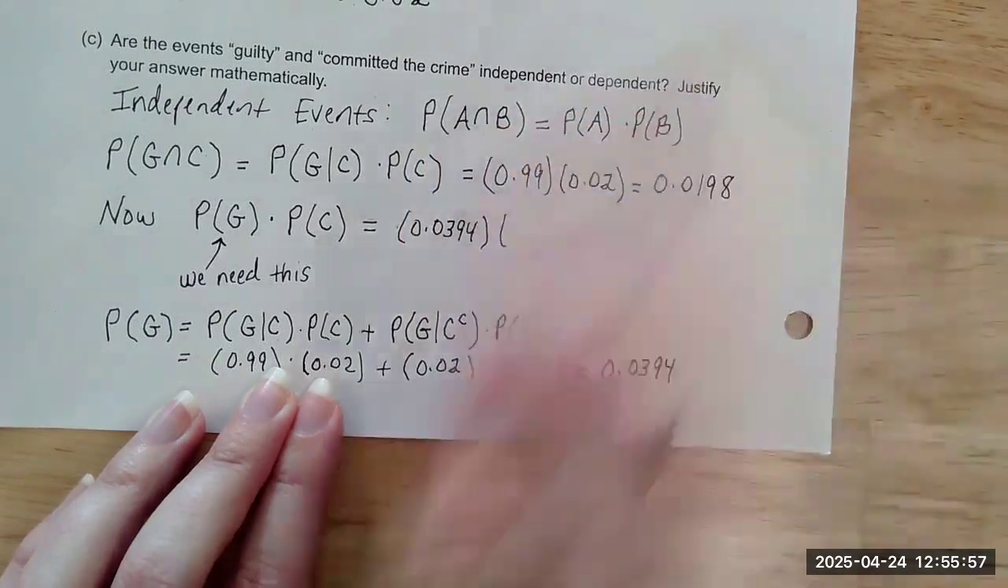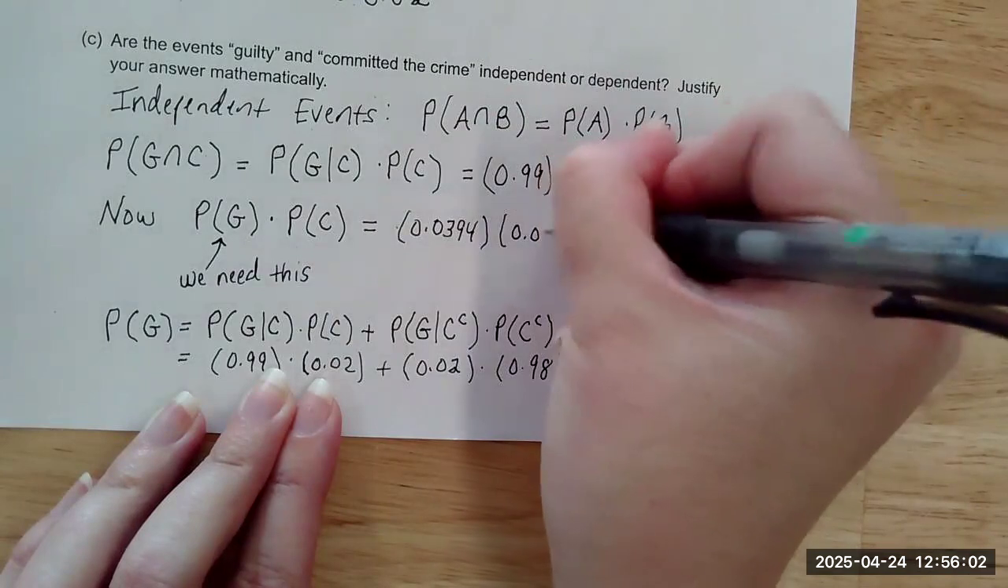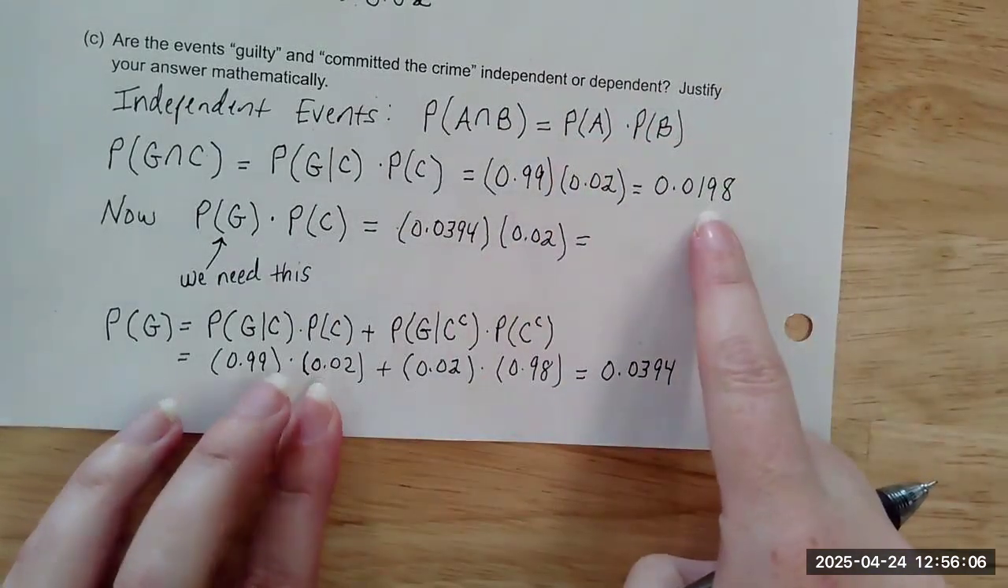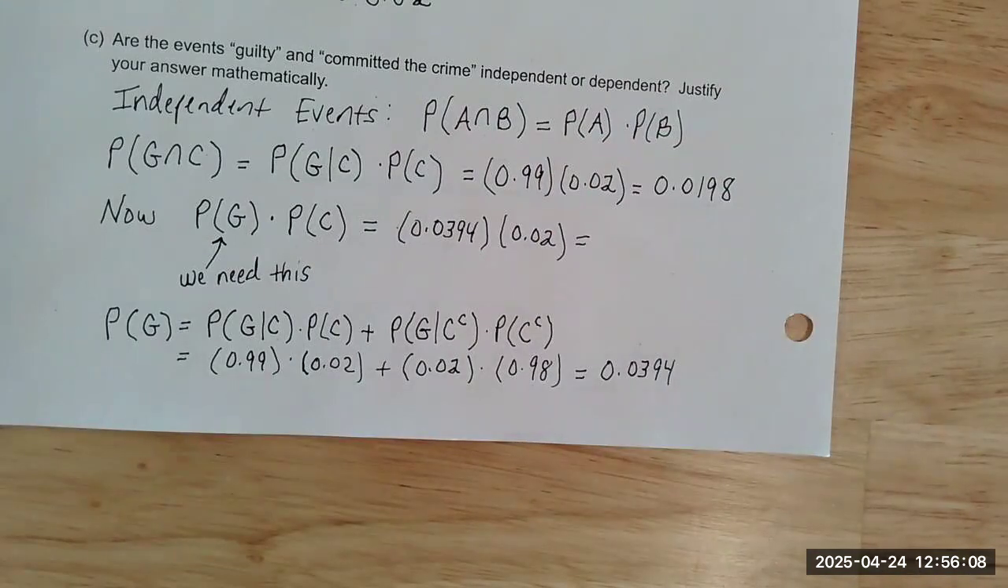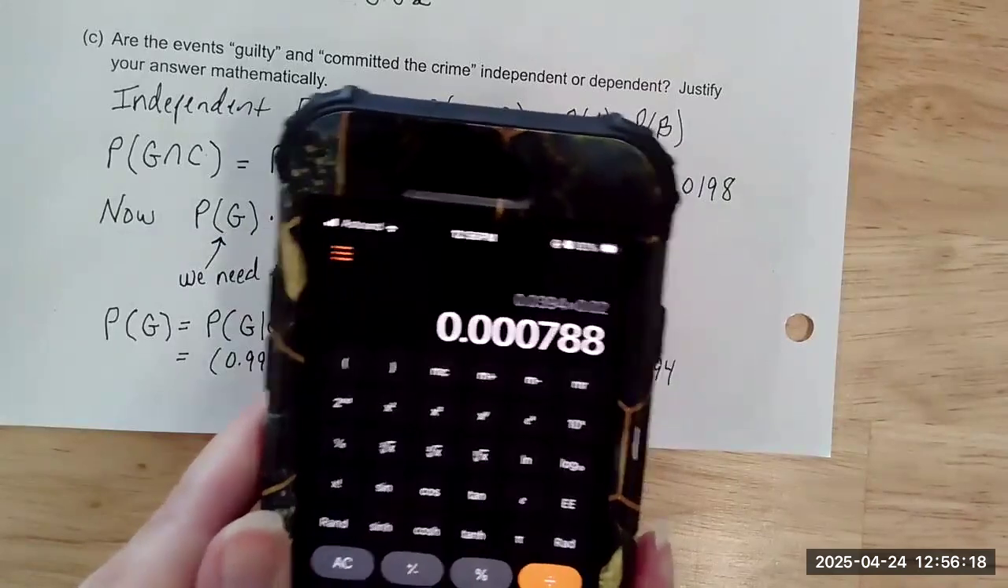So we found the probability of G, 0.0394. We need to multiply it by the probability of C, which is 0.02. And we're checking to see if that answer is the same as 0.0198 or if it's not. So 0.0394 times 0.02 comes out to be 0.000788, which is definitely not the same.